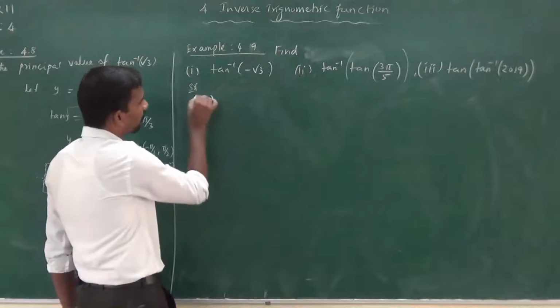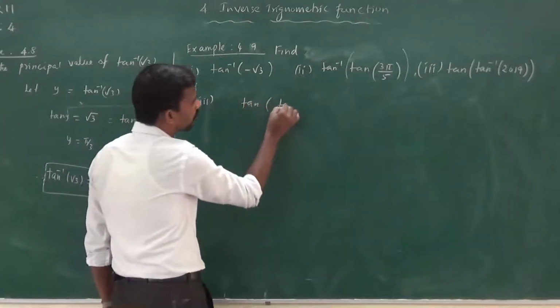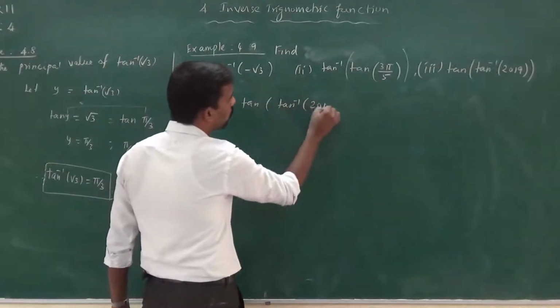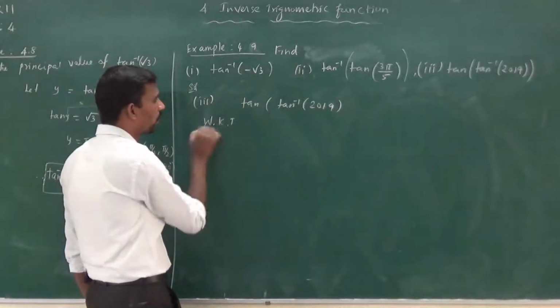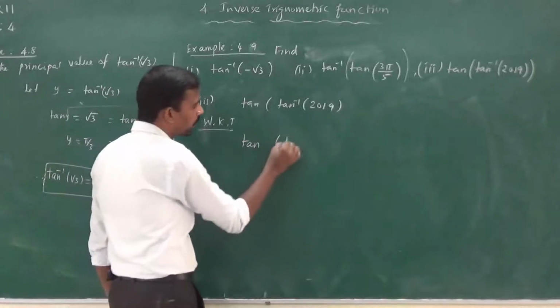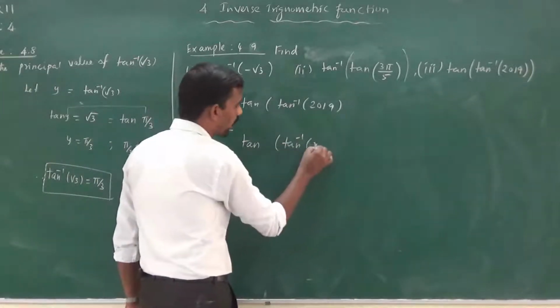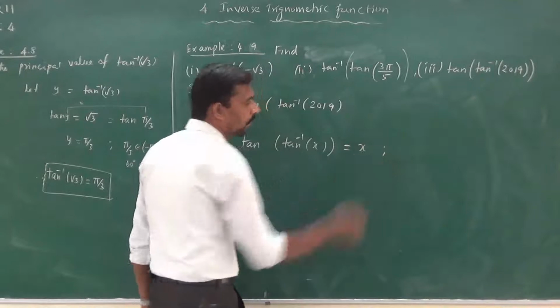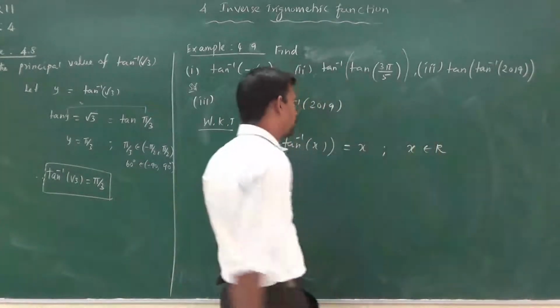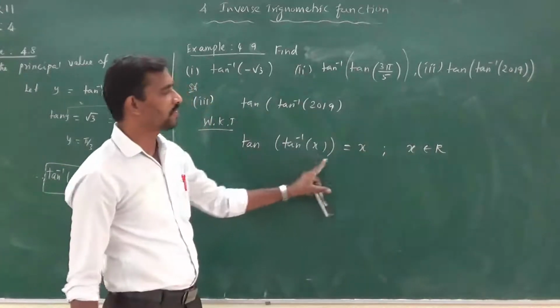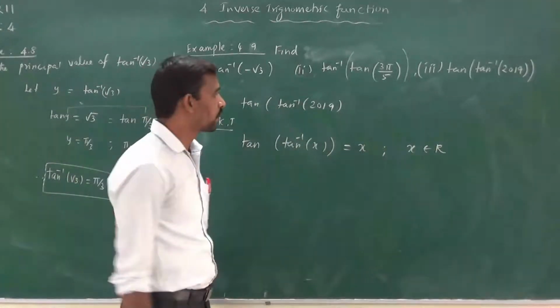Question number 3. Tan inverse of 2000. So we have a result. We know that tan inverse of x is nothing but x if x belongs to R. We can write tan inverse of x is nothing but x if x belongs to R.